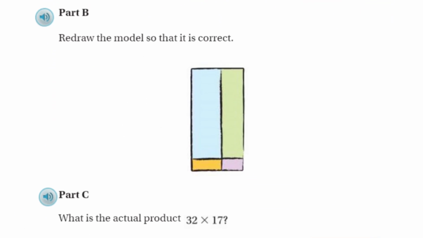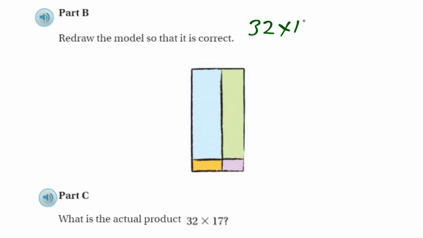Okay, let's move on to part B. It says redraw the model so that it is correct. So I'm going to put my problem up here again: 32 times 17. Here I have 30, and I always like to put my little plus here. You don't have to. I just do that to remind you that 32 has been decomposed, broken apart, into 2 place values: 30 plus 2. And up here we're going to have our 10, a little plus sign, and then 7. Key point: we're going to multiply. We're not going to add.